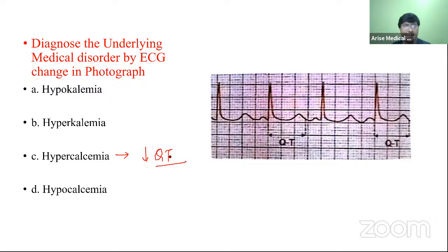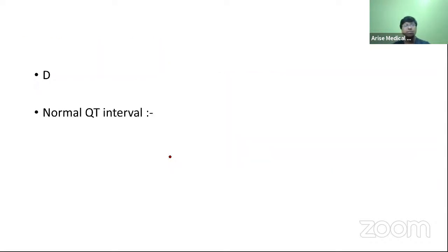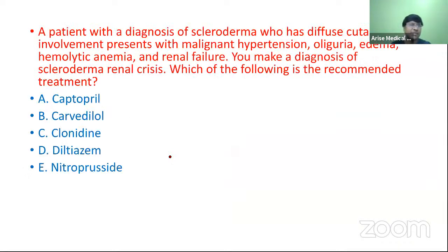Now, this is a clinical scenario regarding scleroderma renal crisis. In scleroderma renal crisis, drug of choice is ACE inhibitor. And the ACE inhibitor among the options given to you is captopril.